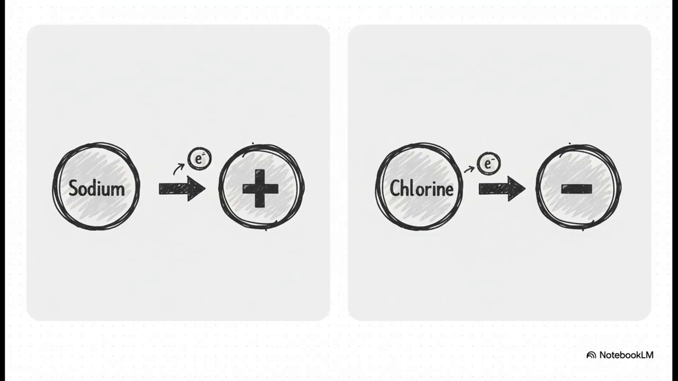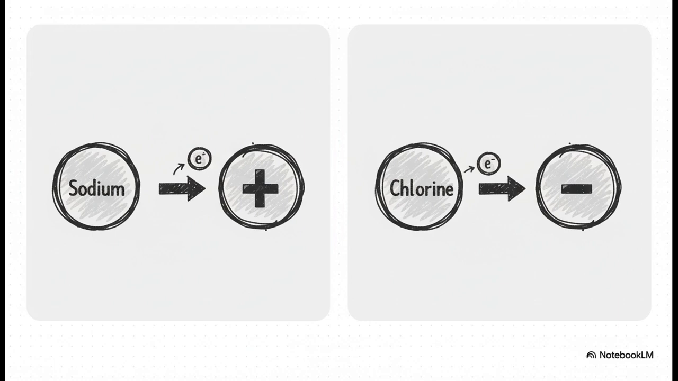All right, let's break down the two types of players we have here. On the left, we've got cations. These guys come from metals. Now, to get stable, they lose electrons. And think about it. If you lose a negative electron, what's left behind? A positive charge. That's exactly why sodium, Na, becomes the positive Na+ ion.